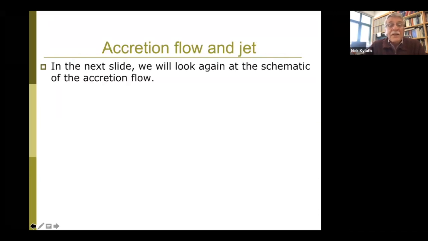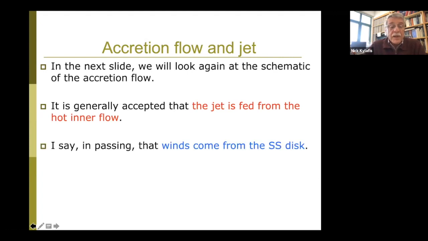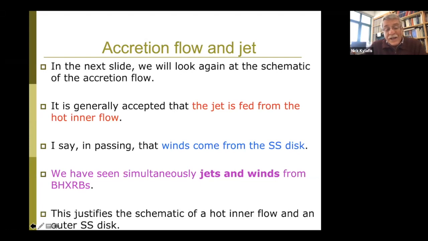And in the next slide, we will look again at the schematic of the accretion flow. Another thing that is generally accepted is that the jet is fed from the hot inner flow, and I will assume it also here. And I say in passing that winds come from the outer part, from the thin disk, the Shakura-Sunyaev disk. We have seen simultaneously jets and winds from X-ray binaries, and that justifies the schematic of a hot inner flow and an outer Shakura-Sunyaev disk. So jets are fed from the hot inner flow, and I go to the next schematic.